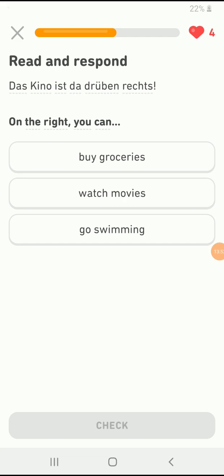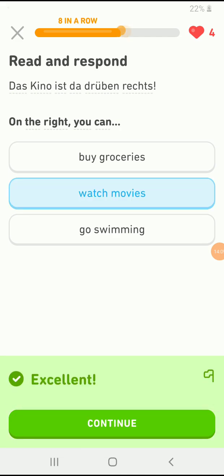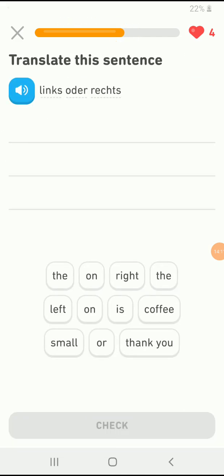And das Kino ist da drüben rechts. So drüben, it's over there, right? Da drüben rechts. Over there on the right. So on the right you can watch movies. Links oder rechts? Because what do you do in a Kino? What do you do in a movie theater? Of course you watch movies. Links oder rechts? Rechts. So, left or right?